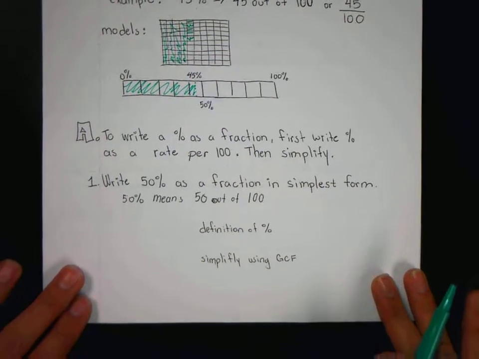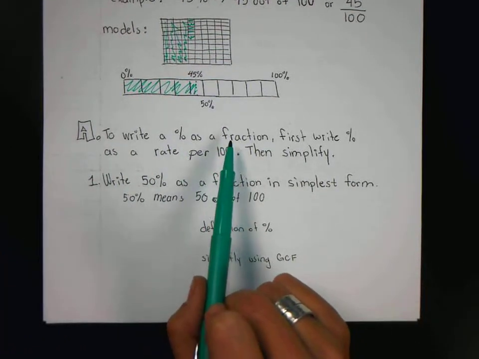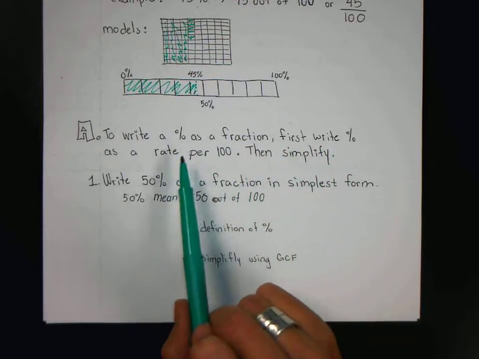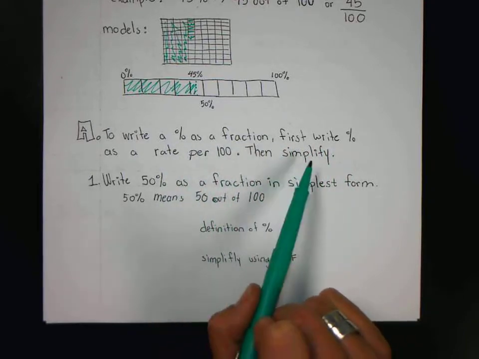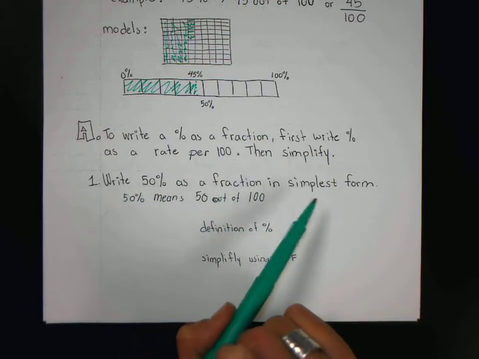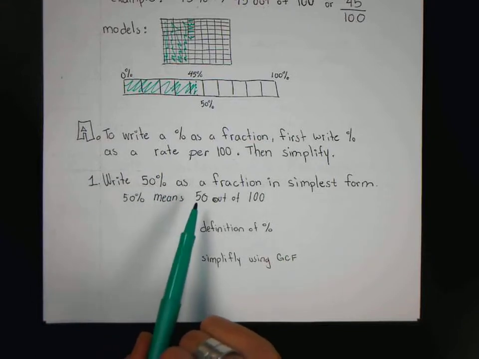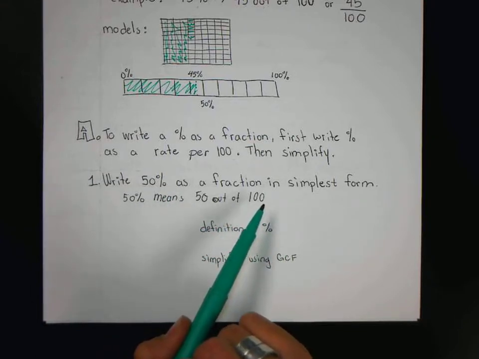We have 3 sections in front of us today. In Section A, we're going to write a percent as a fraction. In order to do that, we first write the percent as a rate per 100, and then we simplify it. For our first example, write 50% as a fraction in simplest form, meaning we have to reduce it. So 50% means 50 out of 100, a reminder for y'all.